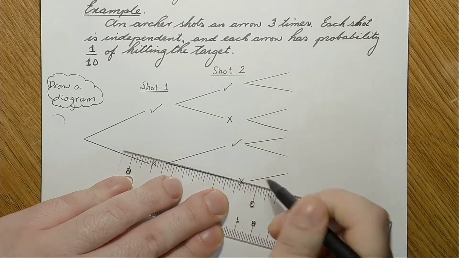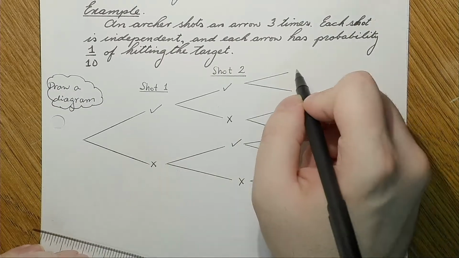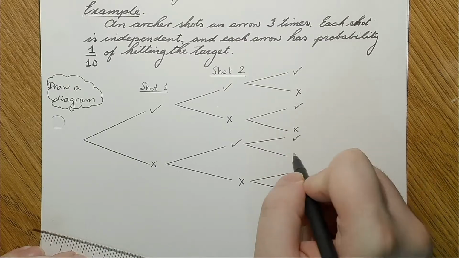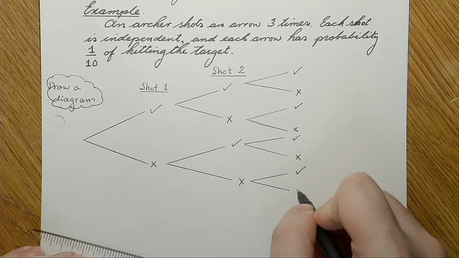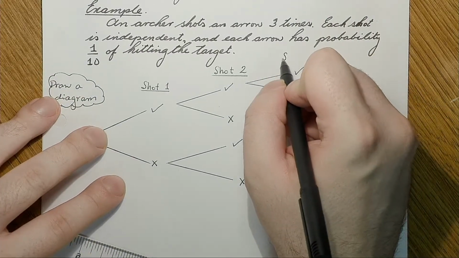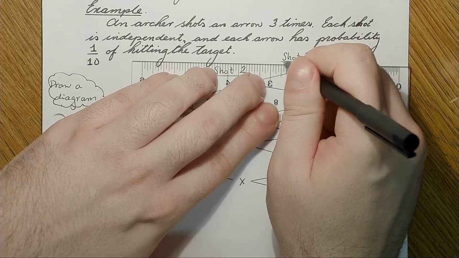Can you only imagine if we had 4 shots, or 5 shots? Drawing the tree diagram can become tedious. We're just using 3 shots, and already it's slightly tedious. So here's shot 3.